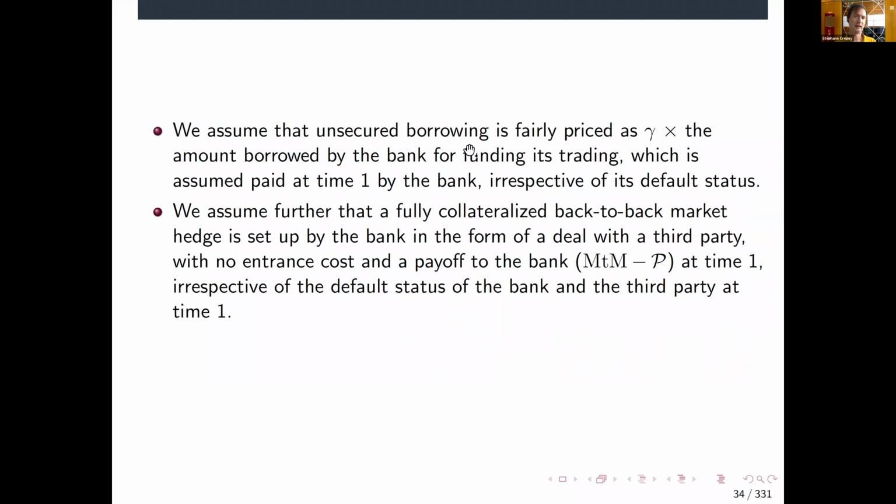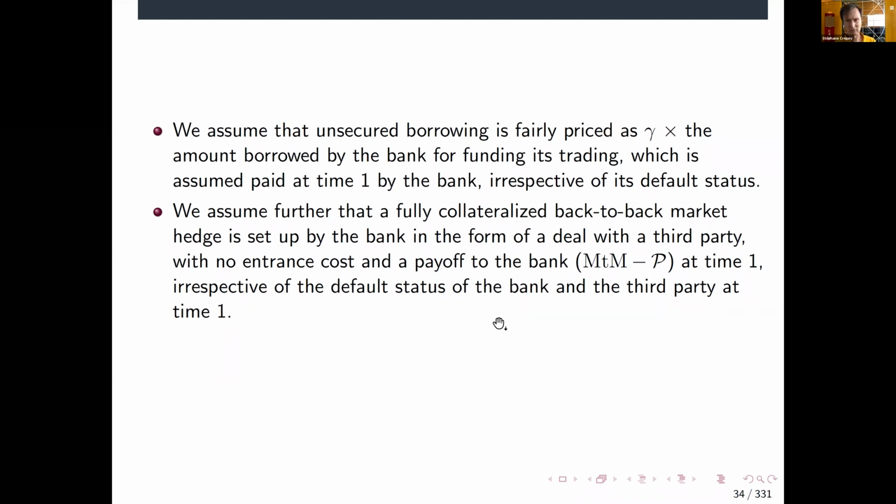I assume that unsecured borrowing by the bank is fairly priced by the market as gamma times the amount borrowed by the bank for funding its trading. And I'm assuming this: the bank is paying gamma times the borrowed amount.